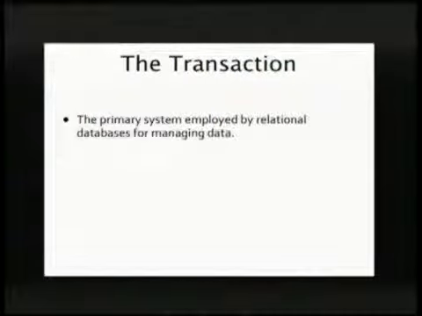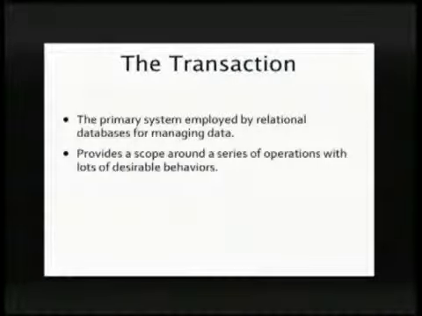And the talk here is going to focus on how the session is organized in terms of the database transaction. So we'll do a little review of a database transaction, and we're all pretty familiar with the ACID model and stuff like that. Transaction, here's my quick 4 bullets on that. Primary system employed by relational databases for managing your data. It's a pretty generic statement there. It kind of provides a scope around a bunch of operations with things that we like, and I'll go through those things in a second.